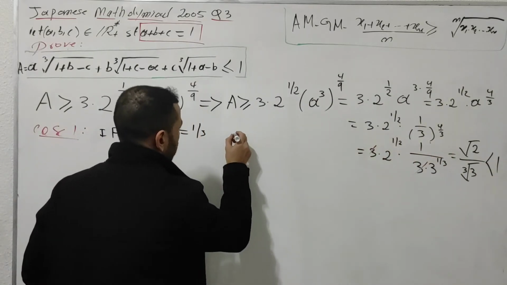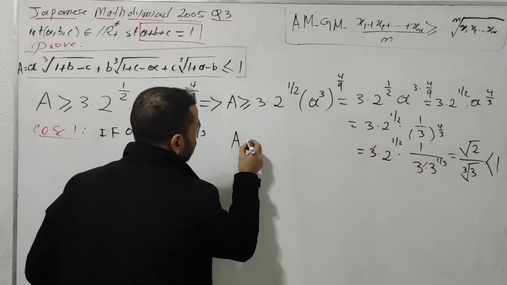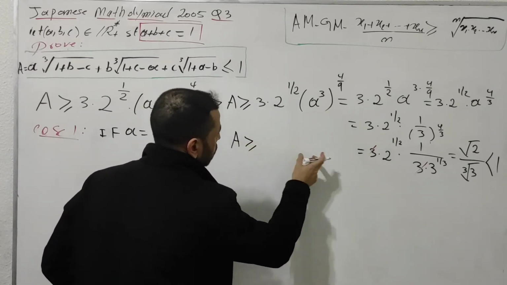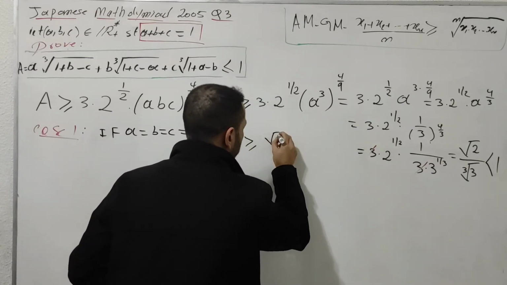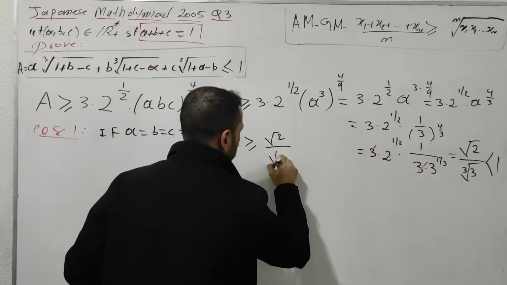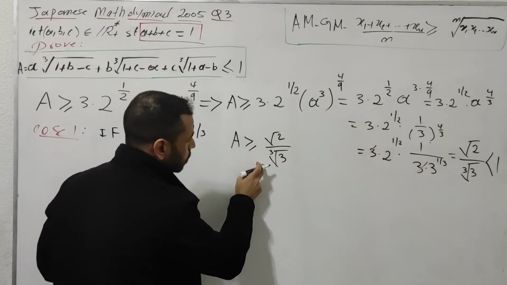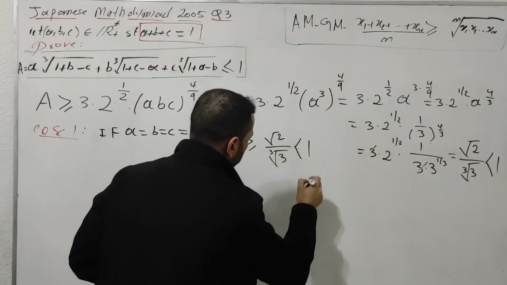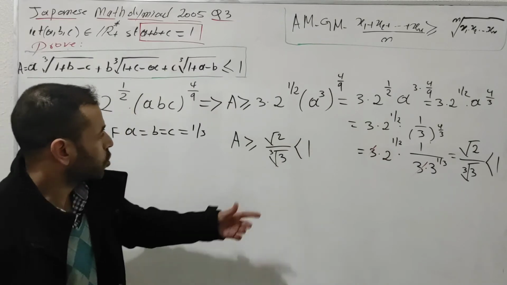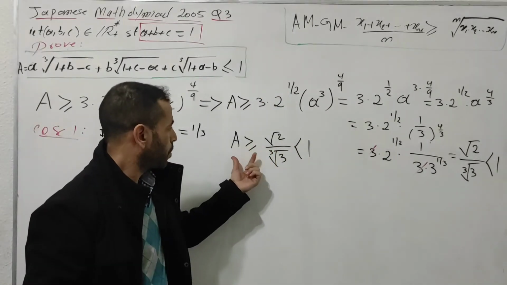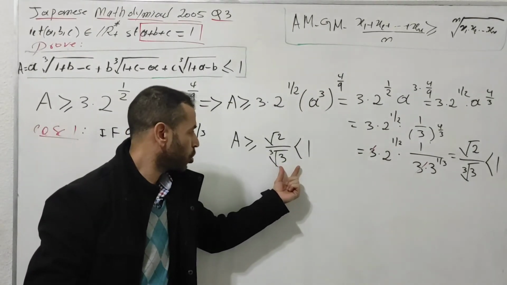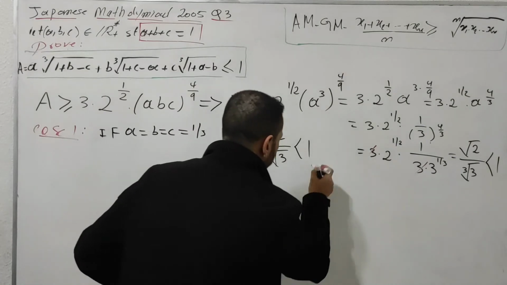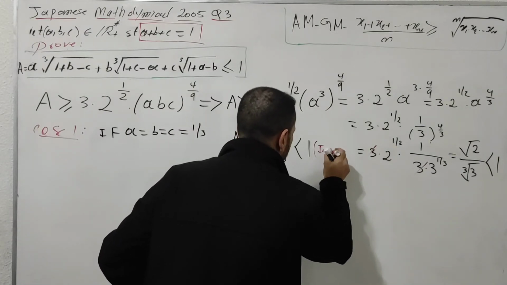So now I have a capital A, which is superior or equal to this number, square root of 2 divided by cube root of 3, but this number is strictly inferior than 1. But we assumed before this number must be superior or equal to 1. But we found this number is strictly inferior than 1, which is impossible. Impossible, okay?